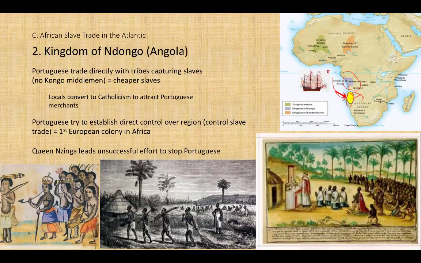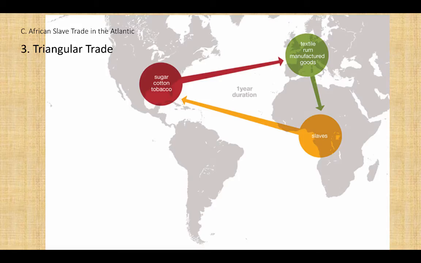Now, of course, the Angolans are not happy about this. They try to resist the Portuguese taking over control of their country, and Queen Nzinga is famous for leading a rebellion against the Portuguese to try to stop them from taking over her country, but she's unsuccessful once again because the Portuguese have access to more gunpowder weapons than she does, and so she loses.